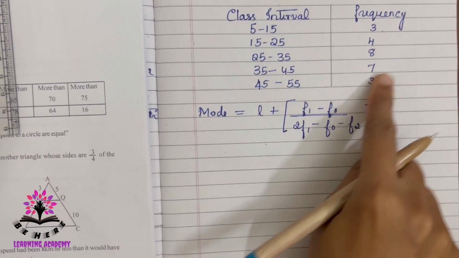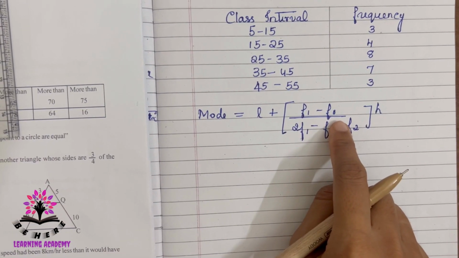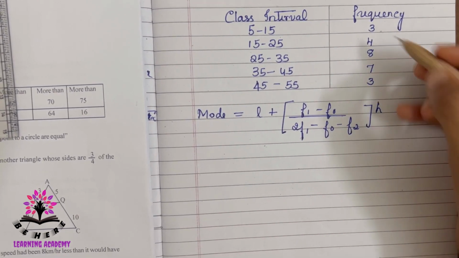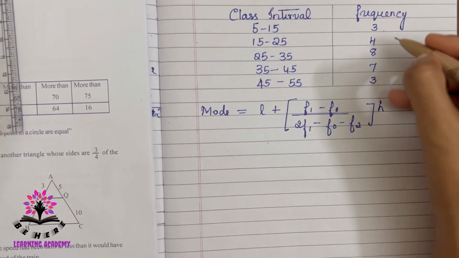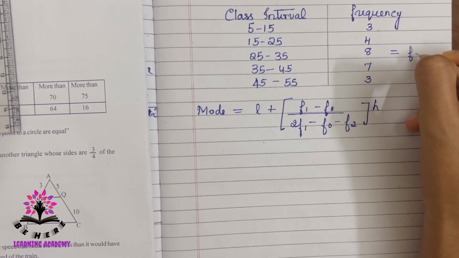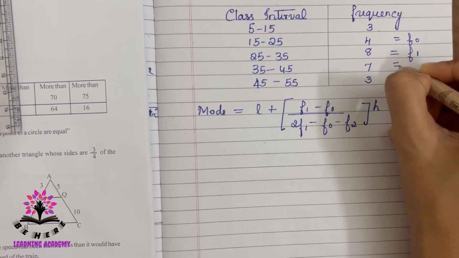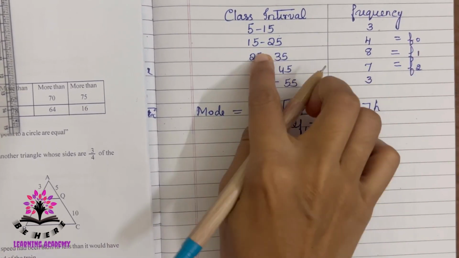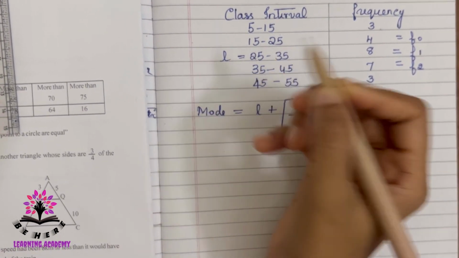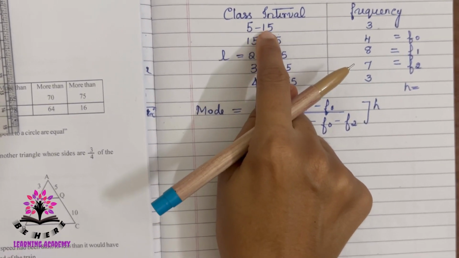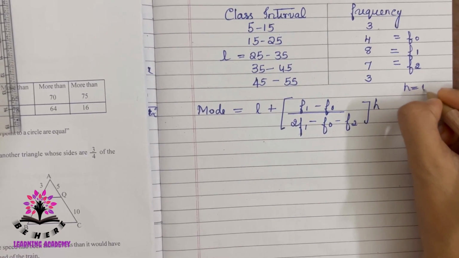Next question is you have to find out the mode for the following. So first I've written the formula already. Let us write the values. See here the highest value is 8. That becomes your f1. Above that will be f0. Below that will be f2. Straight to that 25 becomes your L, and h is equal to, here you have to subtract 15 minus 5, that is equal to 10.